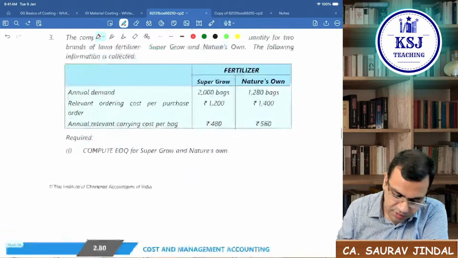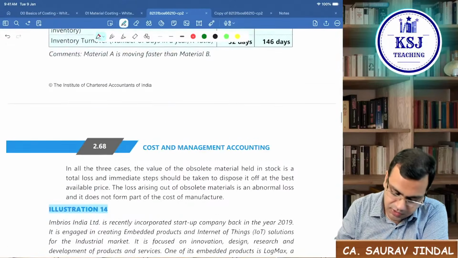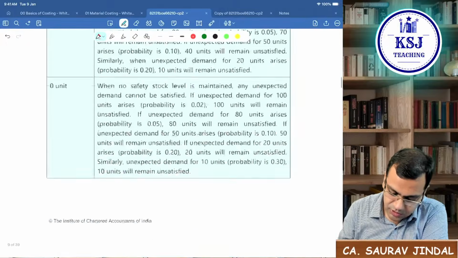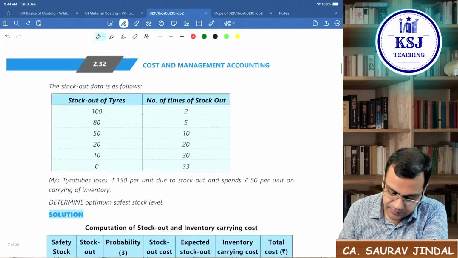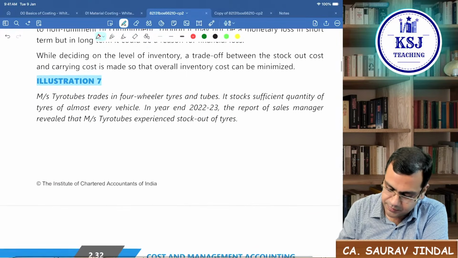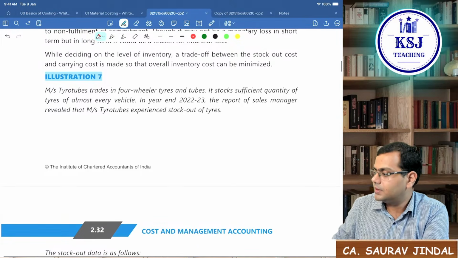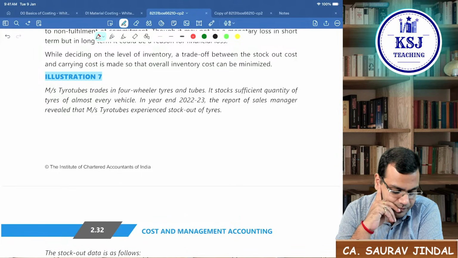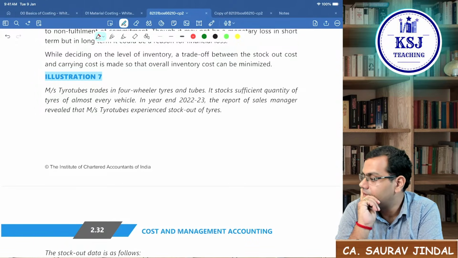Okay, you're talking about illustration number 7, right? Let's see illustration number 7 after this. Yes, please quickly let me know if you have any doubts, guys.